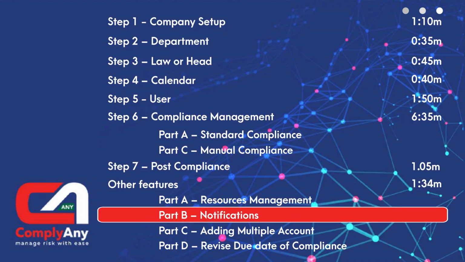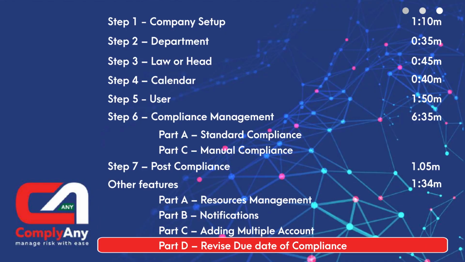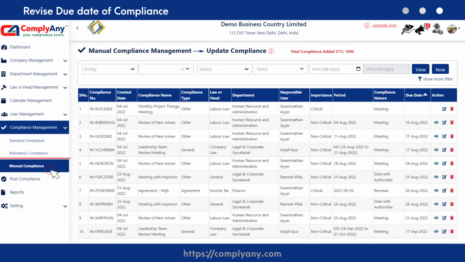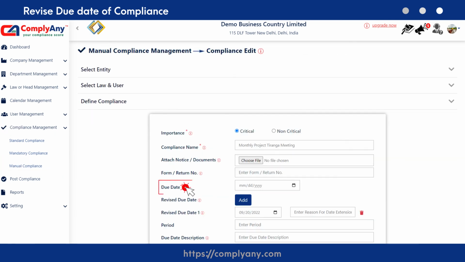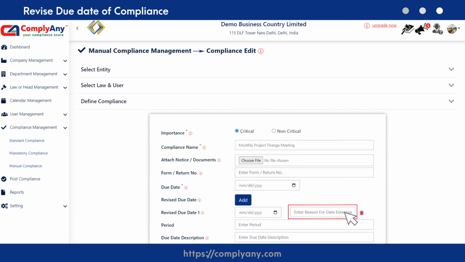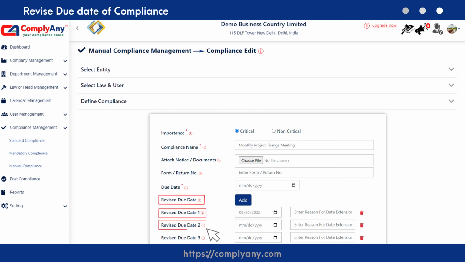Other features. Part D. Revise due date of compliance. Go to Compliance Management, click Manual Compliance, and then click Edit. If you would like to change due date of any open compliance, or if you got new due date from any government authority, you can revise due date. Click Add against revised due date and enter new due date, and can also enter remarks for it. In case of legal case hearing, you can maintain multiple revised dates and also keep details for all extended dates.